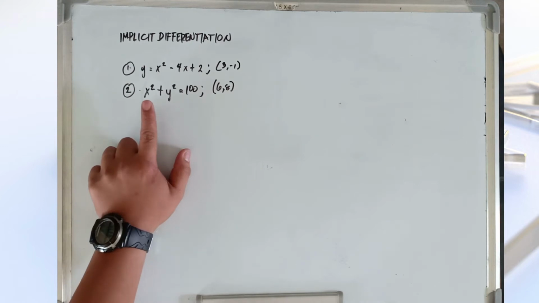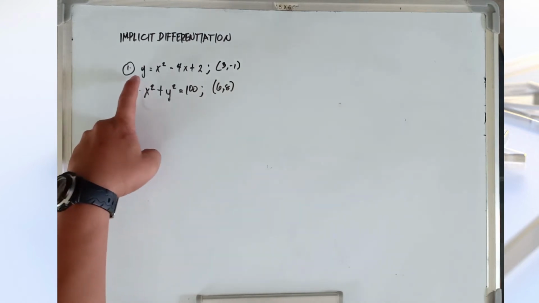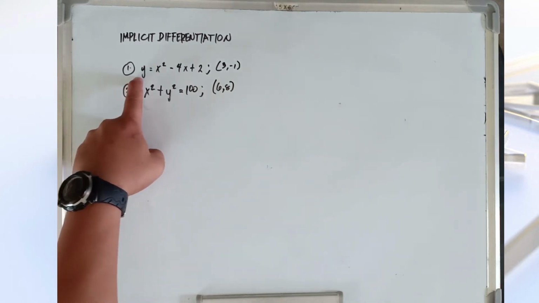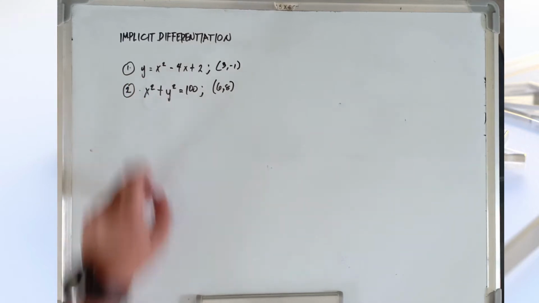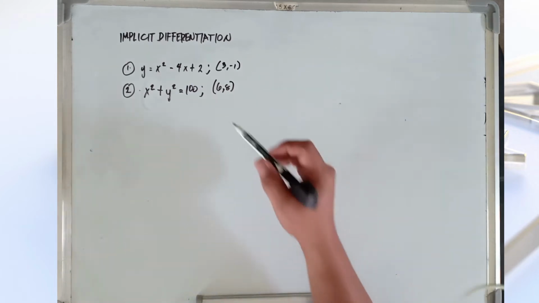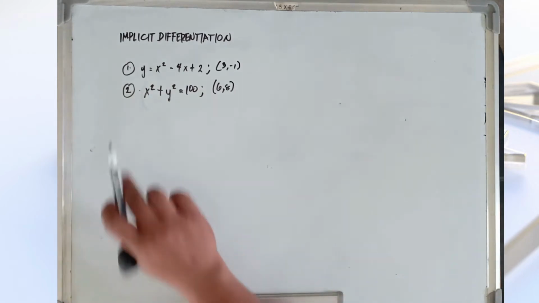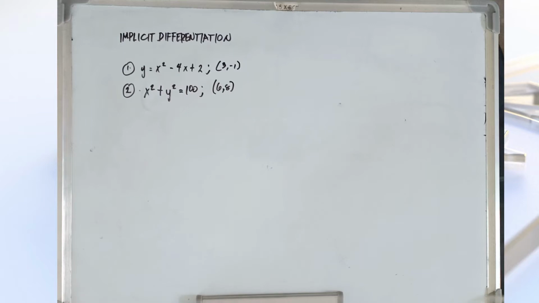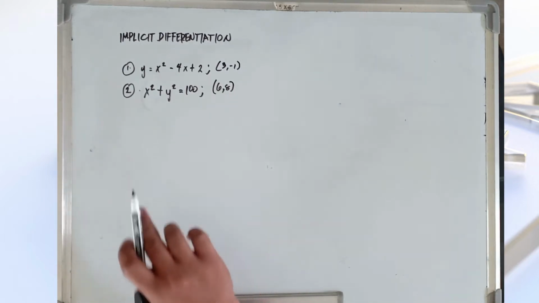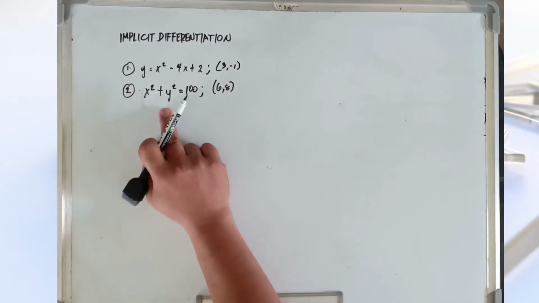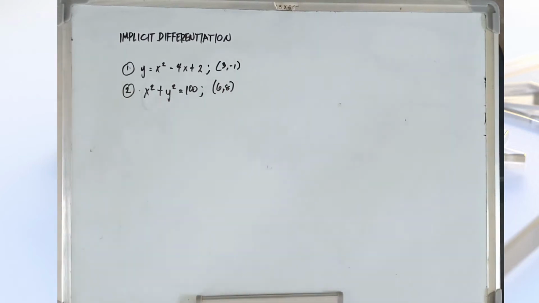We have, find the equation of the tangent line to the parabola y is equal to x squared minus 4x plus 2. And for the second item, find the equation of the tangent line to the circle x squared plus y squared is equal to 100 at point (6, 8). Now let's find the difference between these two problems.